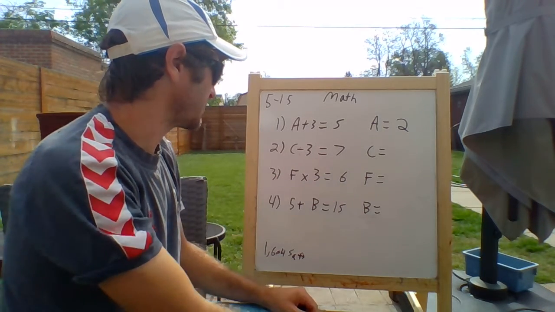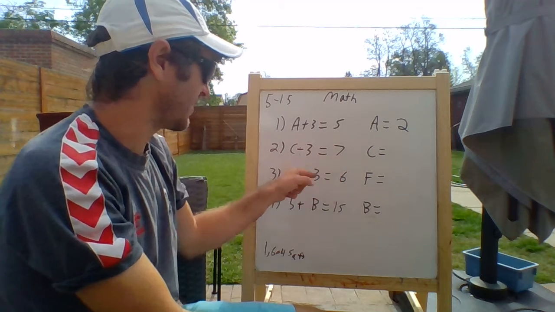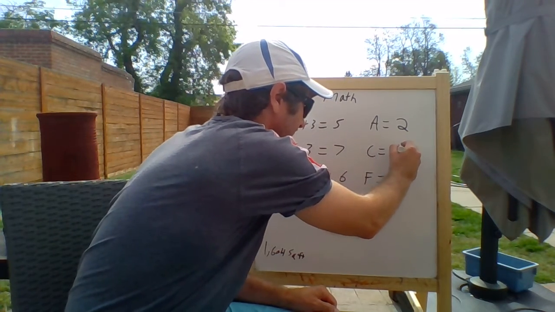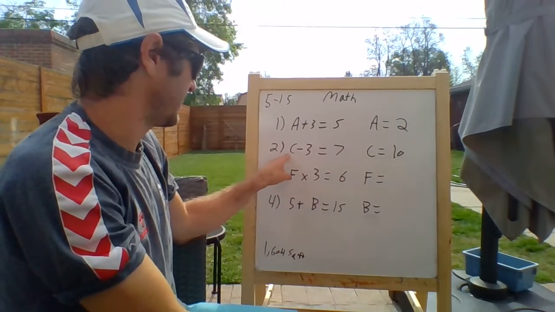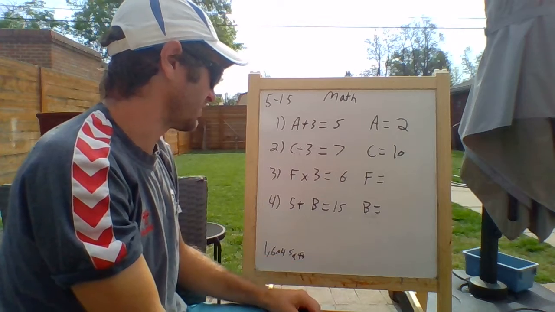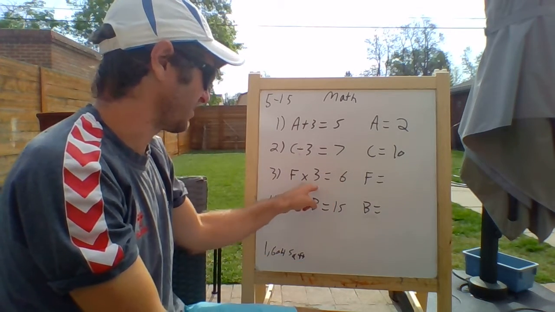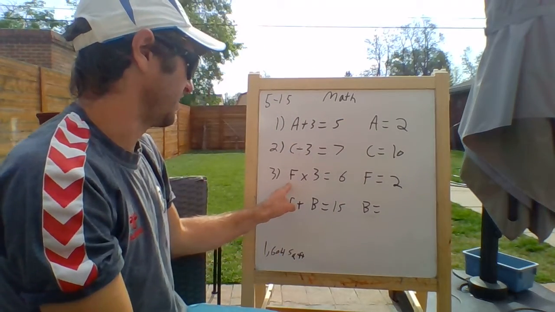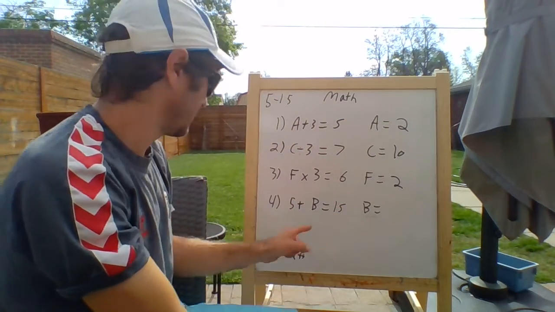C minus 3 equals 7. Or 7 plus 3 equals 10. Okay, can I check it? Put in the 10. 10 minus 3 equals 7. Great. F times 3 equals 6. Or 6 divided by 3 equals, right? 2 times 3 equals 6.